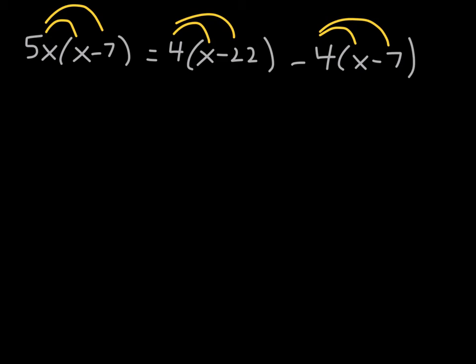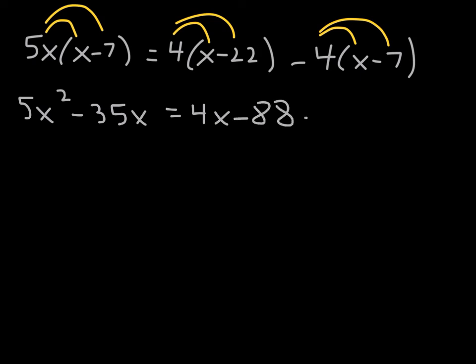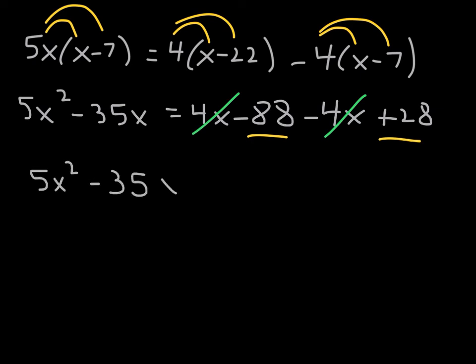All right, so after distributing, we end up with 5x squared minus 35x is equal to 4x minus 88. Be careful, you're distributing negative 4 here. So negative 4x and then a positive 28. Again, please be careful with your signs. On the right, notice that 4x cancels with negative 4x. And then you can combine these two terms here because they're constants. So that gives you 5x squared minus 35x is equal to negative 60.